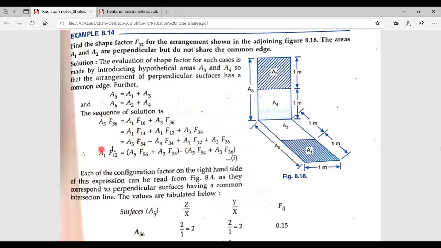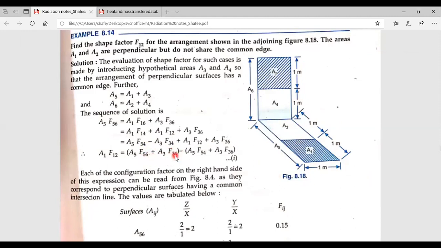Now what you observe in this particular case here, you see A5 F56, how are those areas? Now you see A5 is one rectangle. And what is F5 to 6? So 5 to 6. Now see, A5 and A6 both are perpendicular rectangles, with 1, 2 into 1 as one area, and 1 into 2 as one more area. So I can find out easily what is F56.